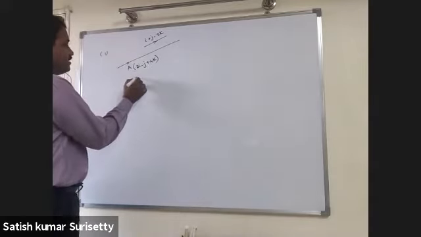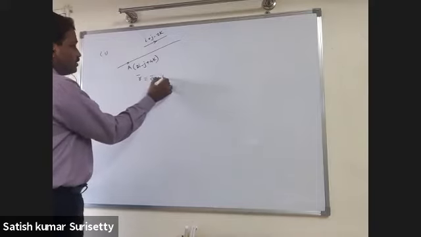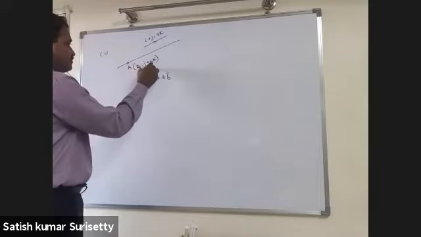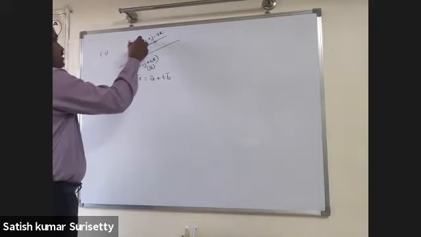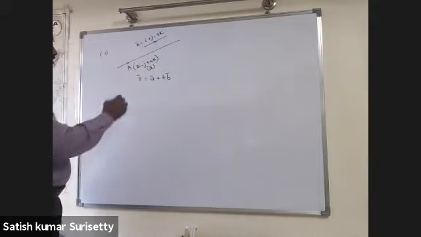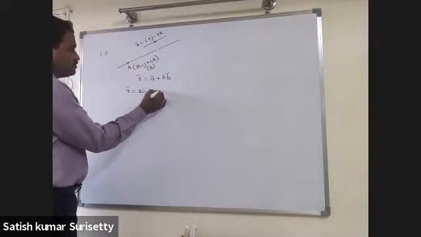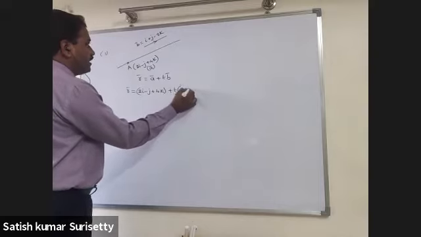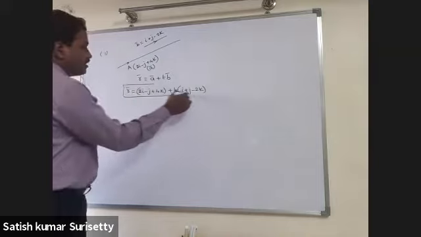So what is the vector equation of a line formula? r bar equal to a bar plus t b bar. Here a bar is 2i minus j plus 4k and b bar is i plus j minus 2k. So r bar equal to 2i minus j plus 4k plus t into (i plus j minus 2k). Now you need to convert this into Cartesian form.